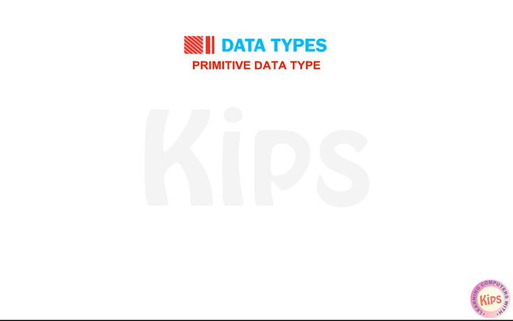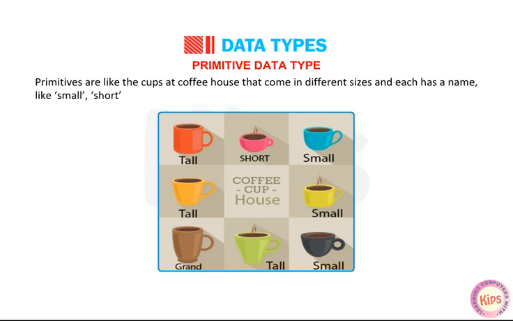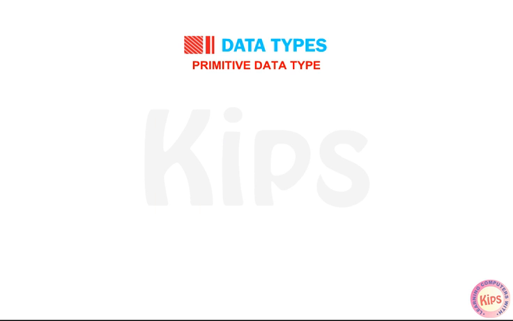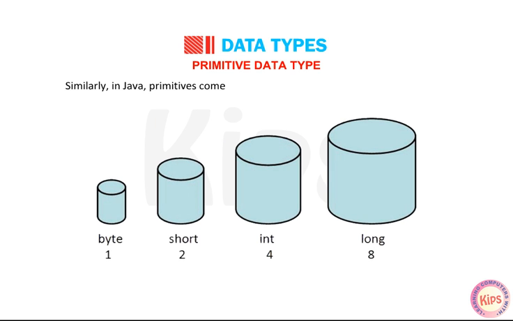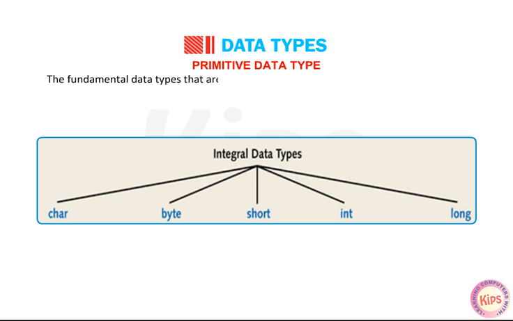Let us discuss primitive data types. Primitives are like the cups at a coffee house that come in different sizes and each has a name like small, short, tall, grand. Similarly, in Java, primitives come in different sizes and those sizes have names. When you declare a variable in Java, you must declare it with a specific type. The fundamental data types that are already an integral part of the Java language are called primitive data types.